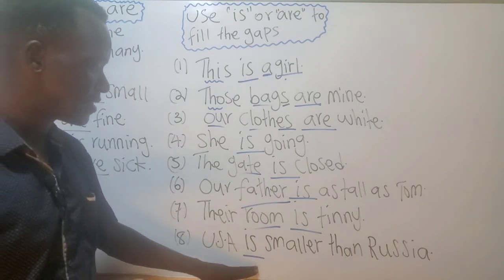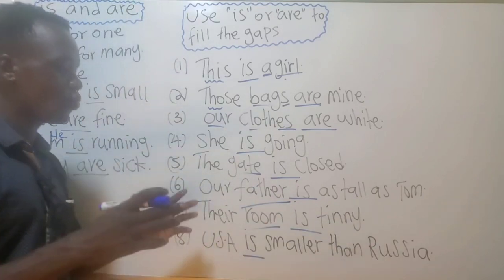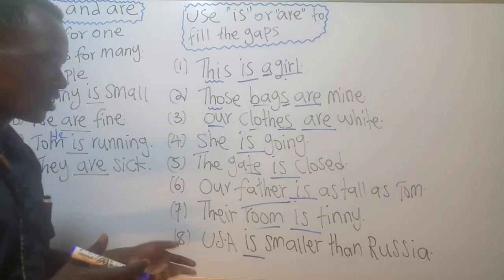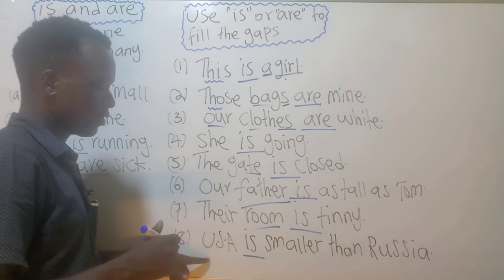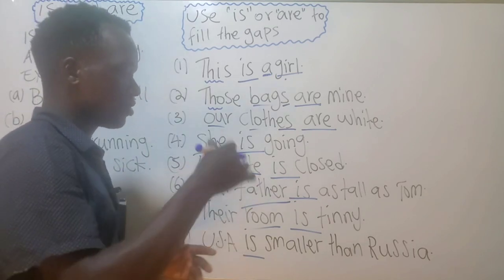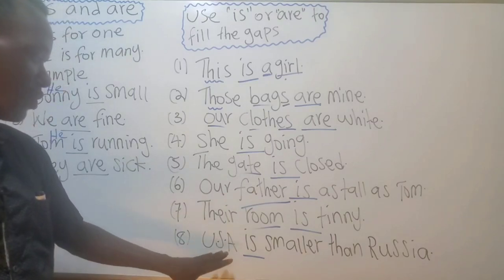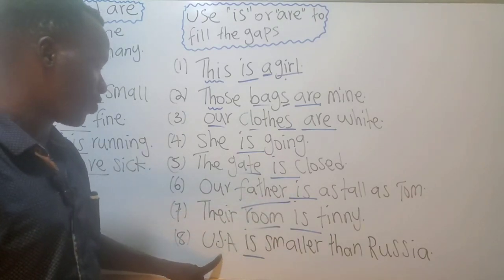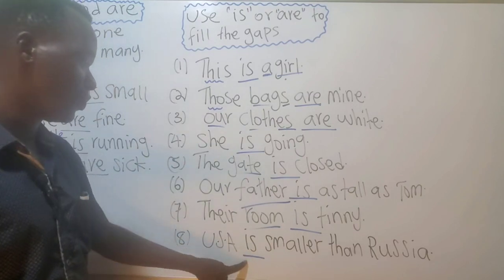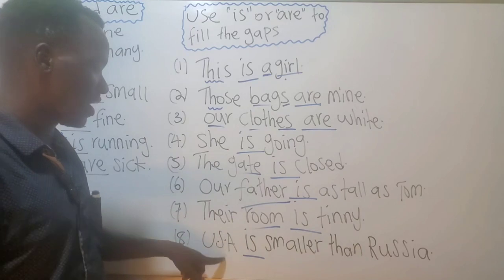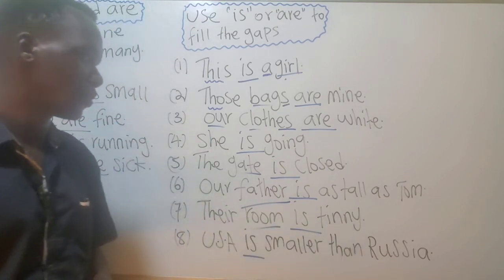USA is smaller than Russia. Like in size, USA is smaller than Russia. So we are talking about one country, okay? We are comparing one country to the other one. We are only comparing USA to Russia. So we shall use is because of USA, smaller than Russia, okay?